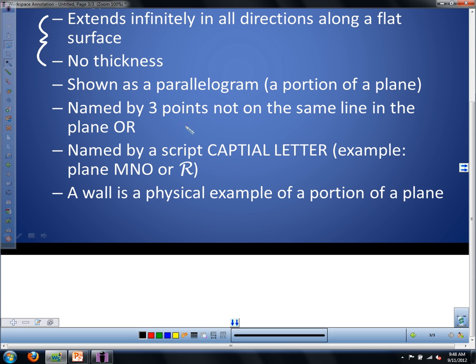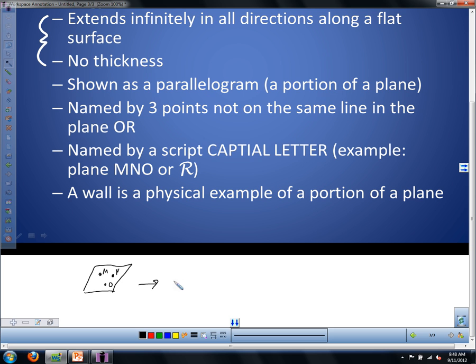We show a plane as a parallelogram. So we draw a plane. If we're drawing a picture of a plane, let me make that a little thinner. We would draw a parallelogram. So a parallelogram is a portion of our plane. And we name it by 3 points that are on the plane, not on the same line.